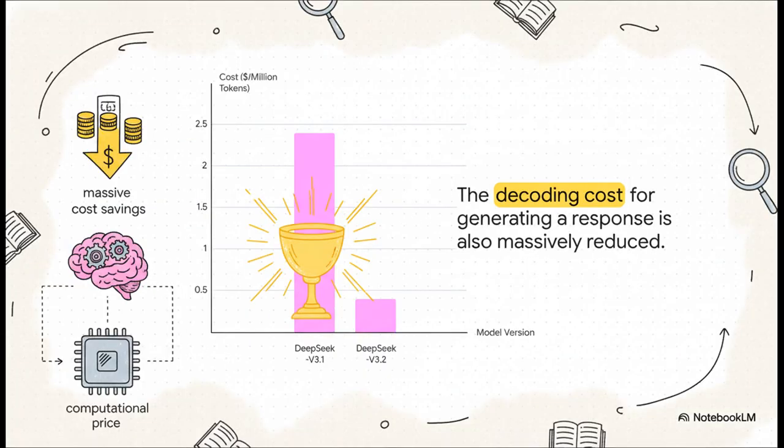And it's the exact same story when you look at the decoding cost, which is the cost to actually generate the answer. The savings are huge, so you're getting this top-tier, world-class performance for a tiny fraction of the cost. I mean, that's pretty much the holy grail in AI development.